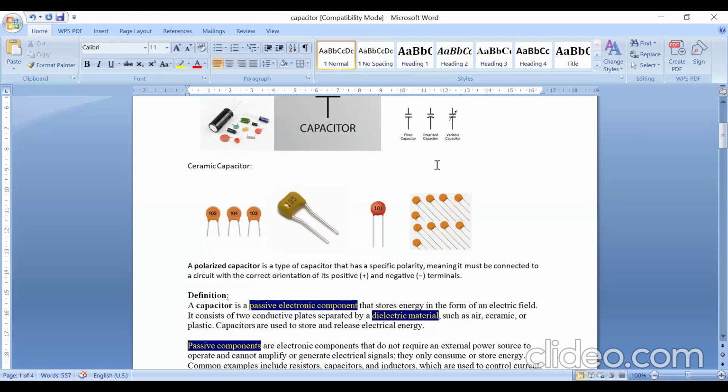A polarized capacitor is one type of capacitor. It has a specific polarity, plus and minus. It must be connected to the circuit with the correct orientation of its positive and negative terminals. The long lead always represents positive, and the short lead represents negative. In this way, we should connect this polarized capacitor correctly to the circuit. That is the meaning of polarized capacitor.